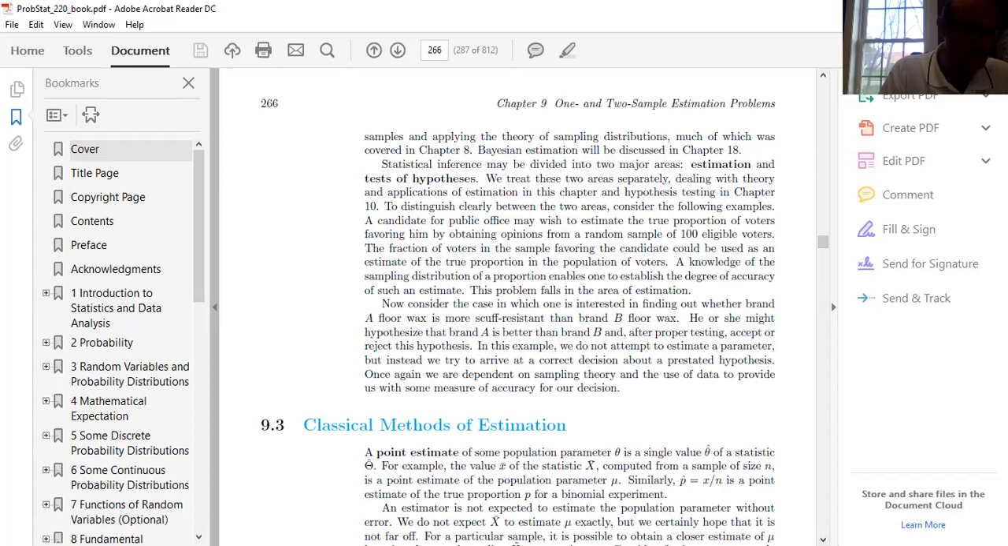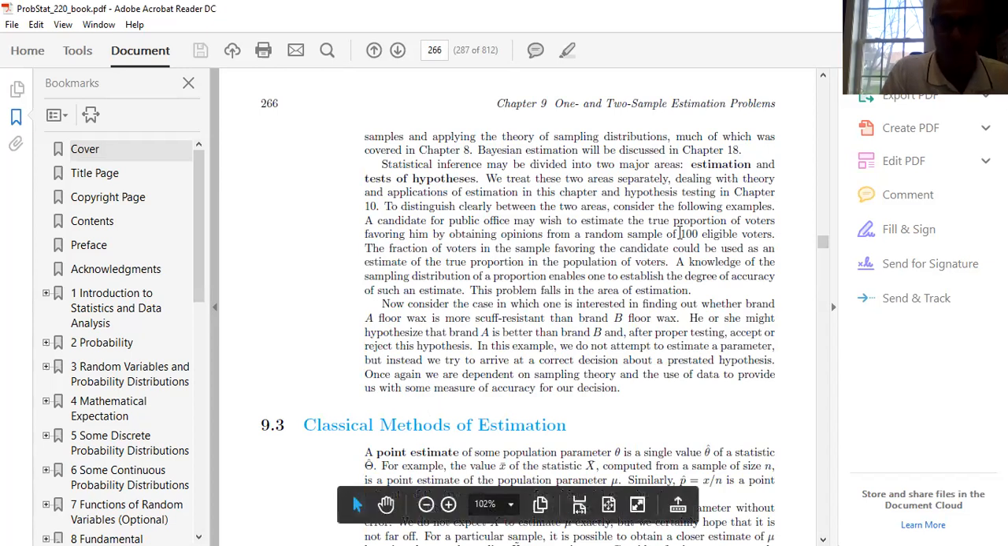Before we start the classical method of estimation, I would like to provide you the general idea about what we are going to do in this chapter. So let me stop sharing this book and start sharing my whiteboard so that you will have a clear-cut idea about this.